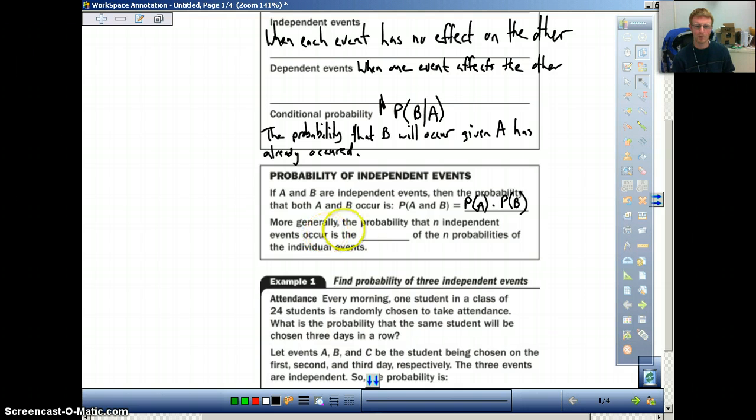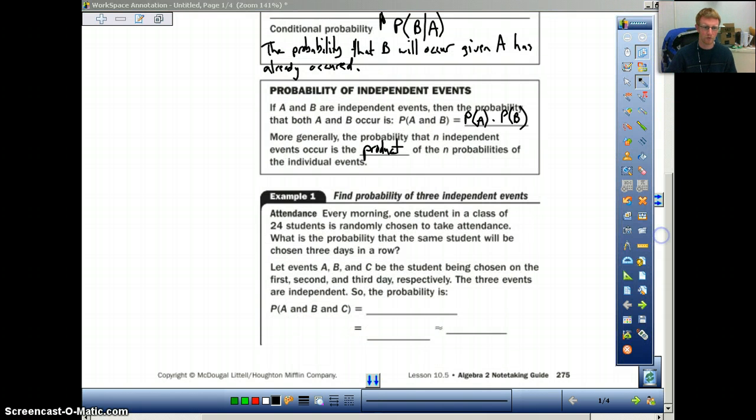It says more generally the probability that n independent events occur is the product of the n probabilities of the individual events. Let's look at an example and see how this works. Every morning one student in a class of 24 students is randomly chosen to take attendance. What is the probability that the same student will be chosen 3 days in a row? All three of those are different events: day 1, day 2, and day 3. Those are the student being chosen on the first, second, and third day respectively. The three events are independent, so the probability looks like this.